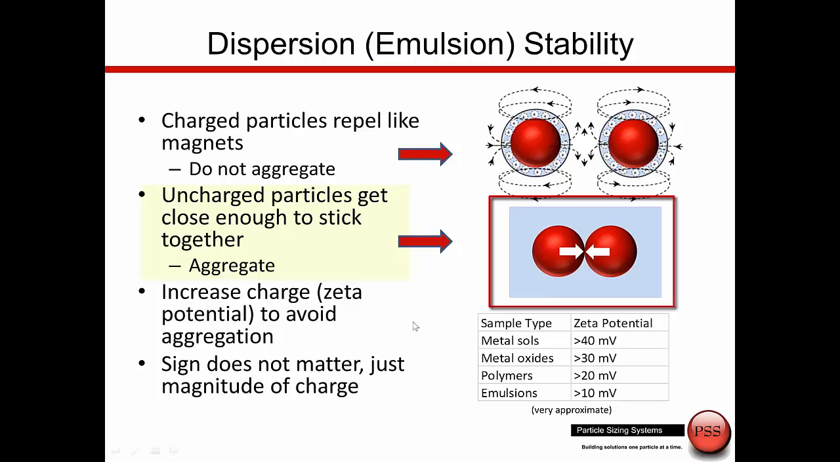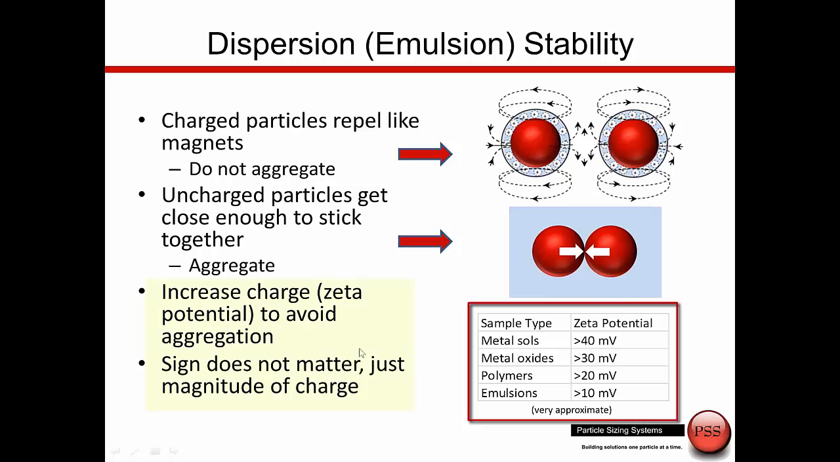Now, depending on the kind of dispersion we're looking at, a certain value of zeta potential is required to create stability. And with emulsions, that's the lowest value. Typically with emulsions, as long as we have a zeta potential greater than 10 millivolts, then we are seeing an indication that we should start seeing a more stable dispersion.